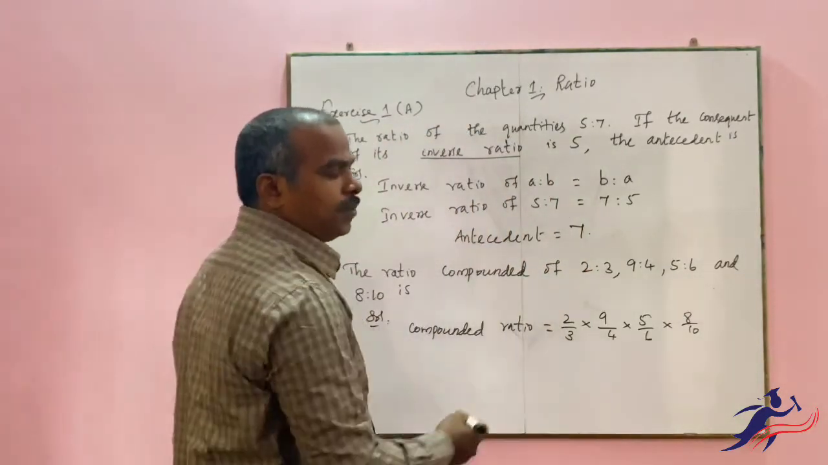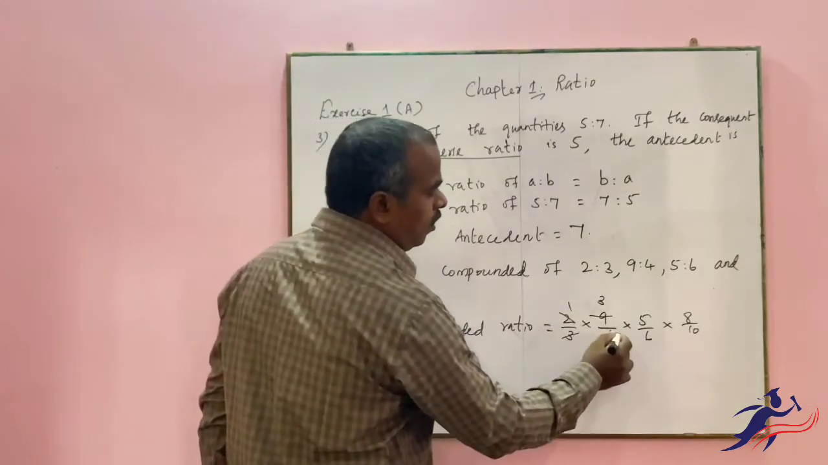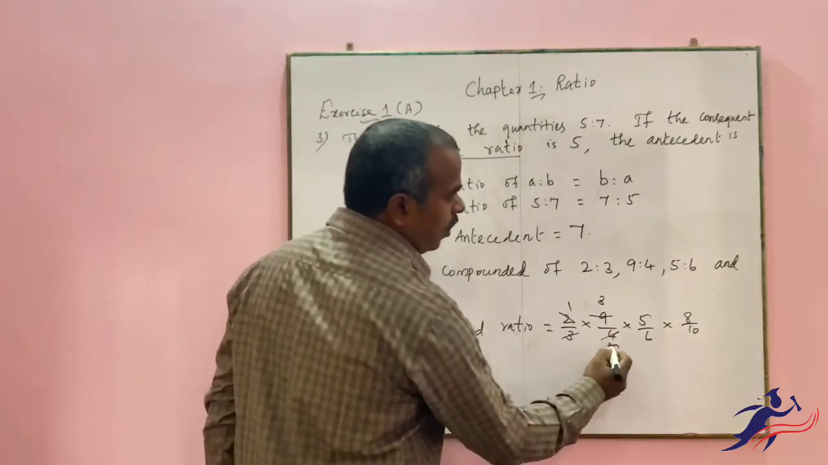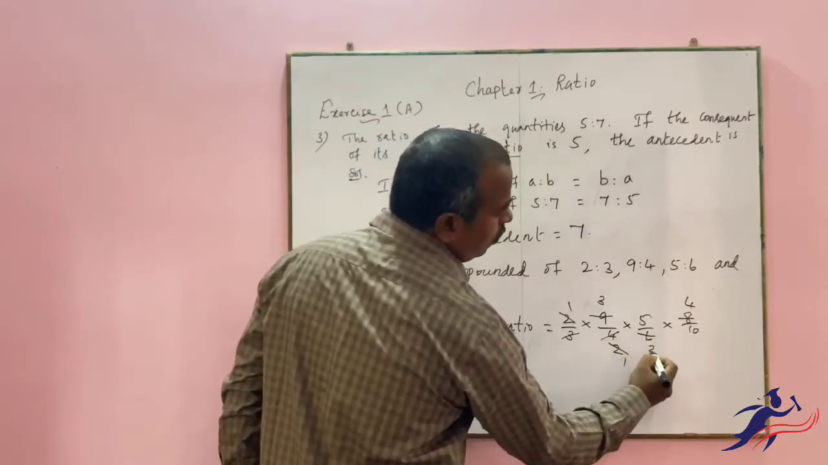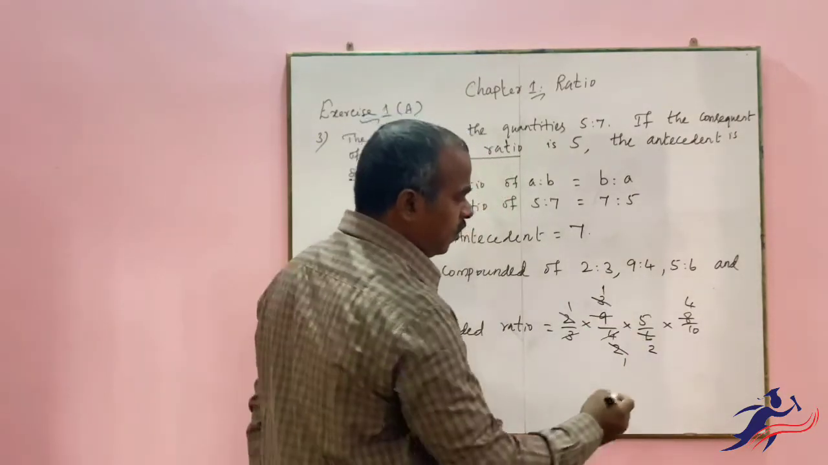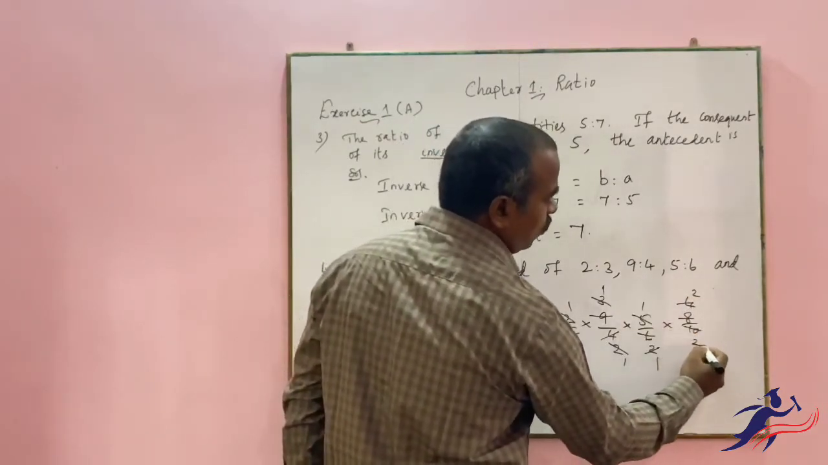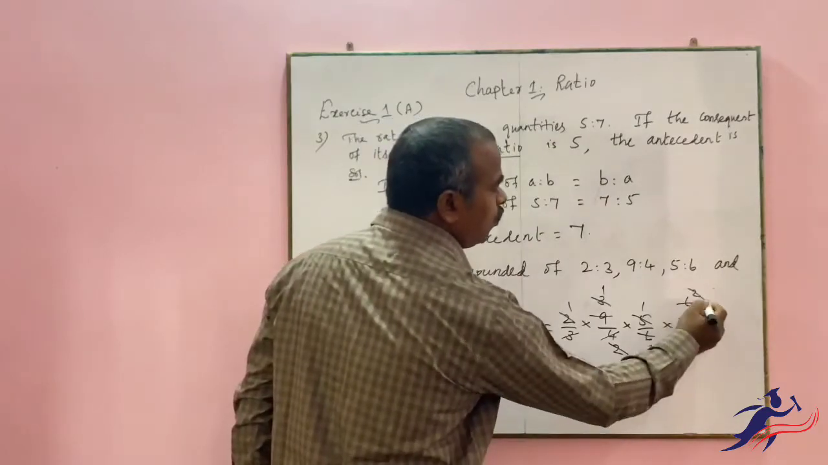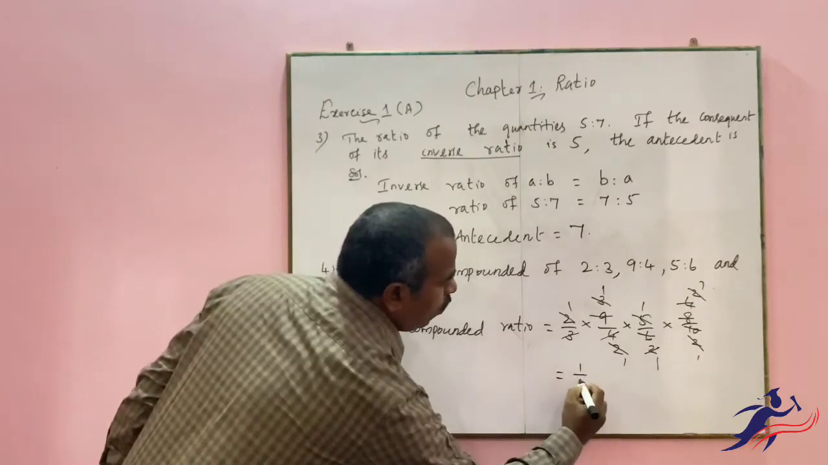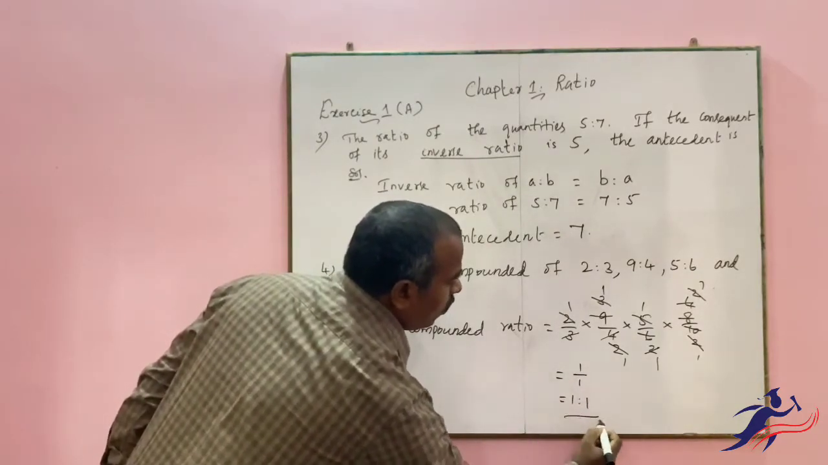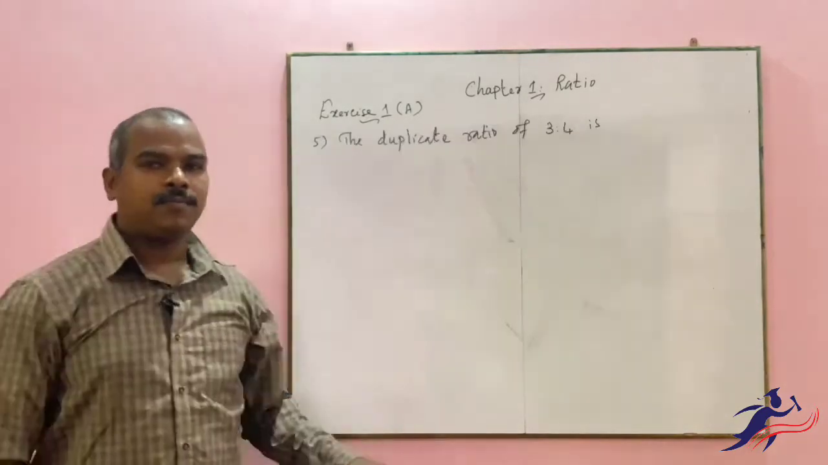Now we can simplify. So 3 3s are 9. So 2 2s are 4. So again 2 4s are 8. So 3 2s are 6, 3 1 is 1. So again 2 1 is 2. 5 1s are 5. So 2 2s, that is 1 1. That is equal to 1 by 1, that is 1 is to 1. The compounded ratio of these ratios is 1 is to 1.